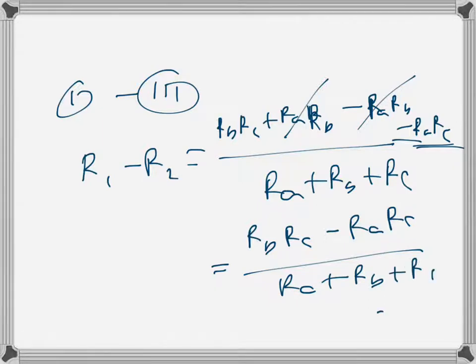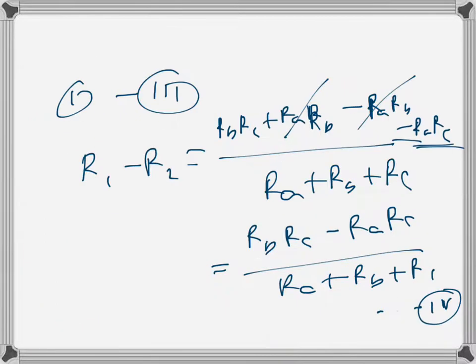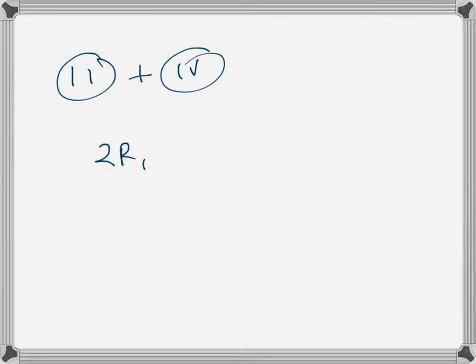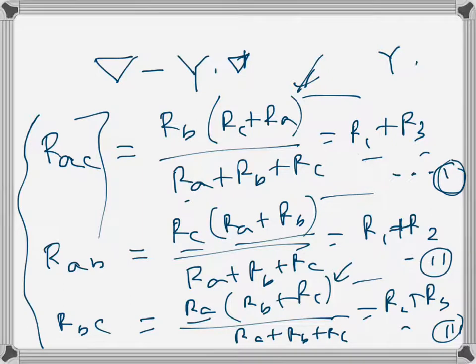So we can call this equation 4. Now we can see that if we add equation 2 and equation 4, here we have R1 plus R2 and here we have R1 minus R2, so R2 gets cancelled. So equation 2 plus equation 4 will give us 2R1, and the denominator will be the same again, so the addition becomes easier. All we have to do is add the numerators.